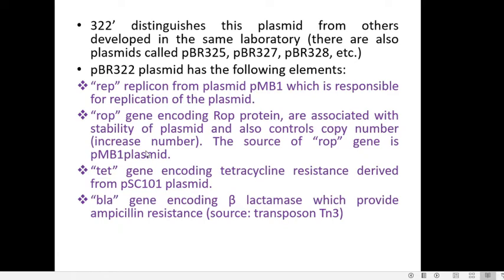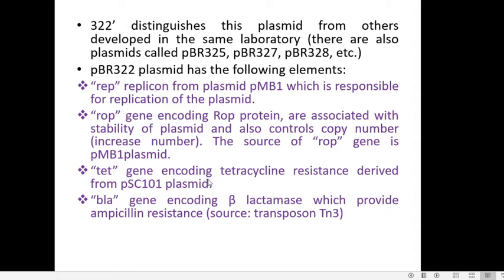Second, the ROP gene. The ROP gene encodes a protein which is called the ROP protein, which will give stability to the vector plasmid inside the host cell, and it also controls the copy number of the plasmid inside the host cell, because plasmids can have many copies inside the same host cell. So the copy number is determined by the ROP gene. Both these sequences are taken from the plasmid pMB1. That is the original source plasmid from which these two sequences are taken for pBR322.